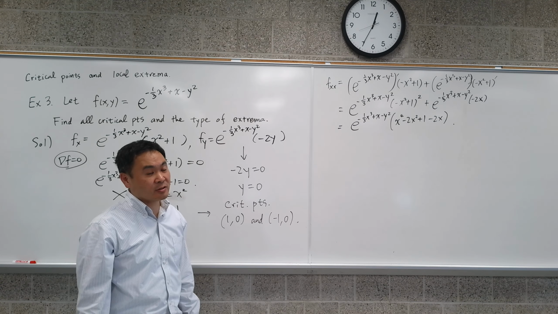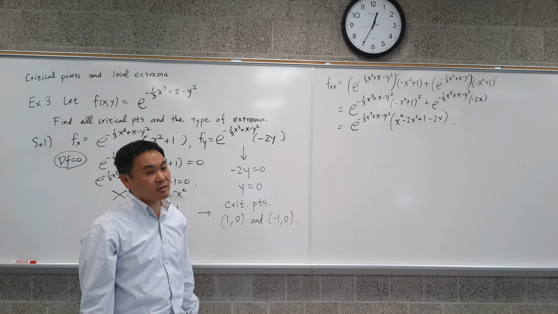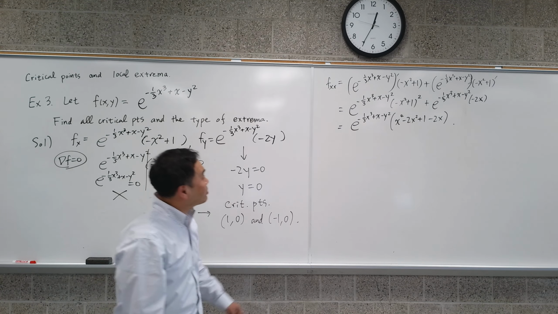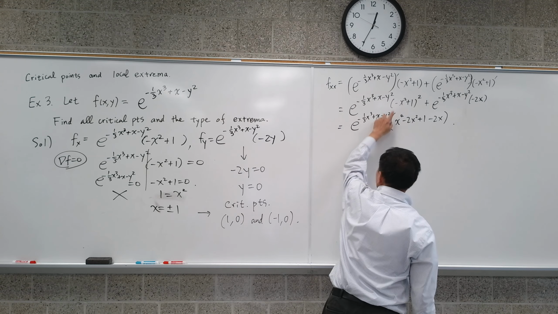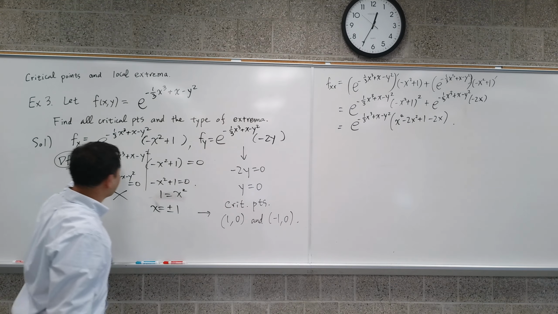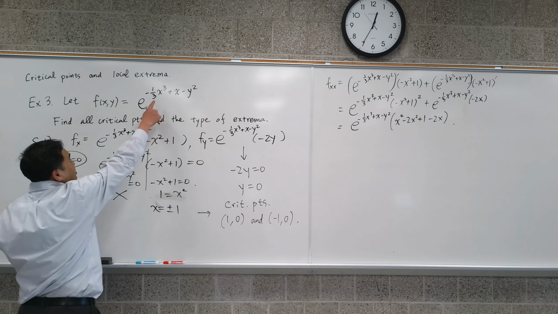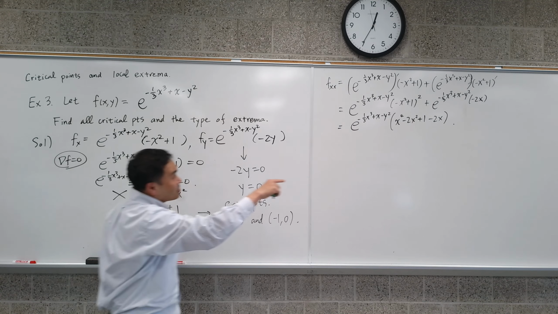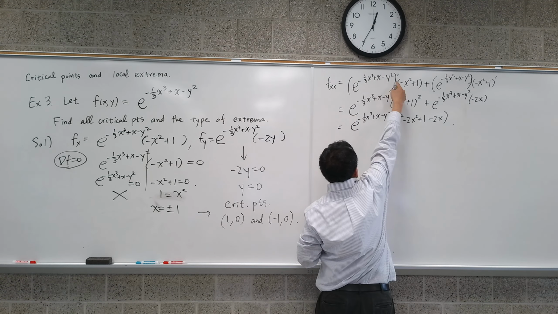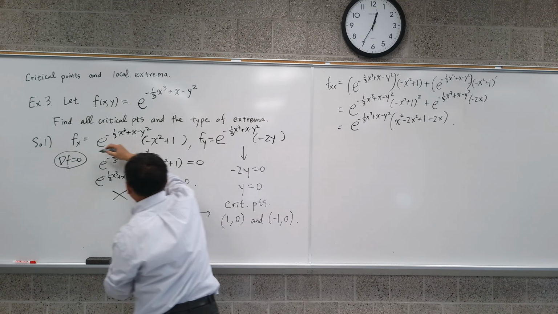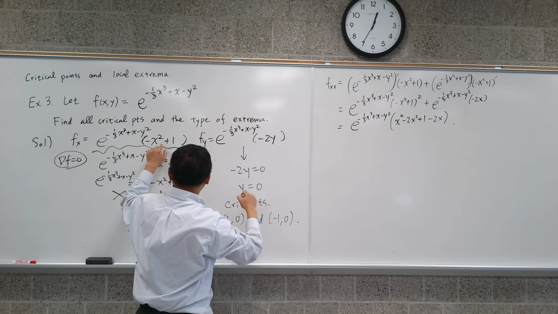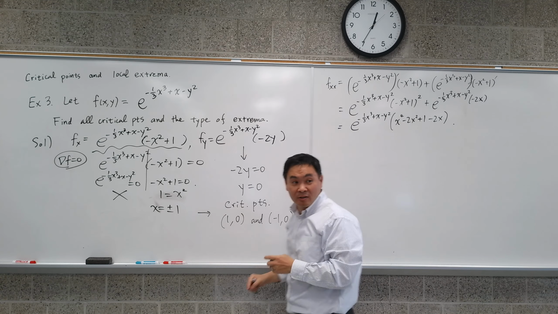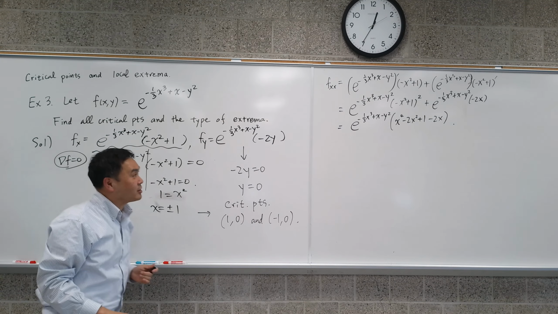Yes? For the fxx for the first part, how did negative x squared plus 1 get squared? Oh, because this one creates negative x squared plus 1, right? If you differentiate this by x, it creates this one. And then, so this with prime is this much, right? And then there's another negative x squared plus 1, so you have two of them. You see it? Yeah. Okay.